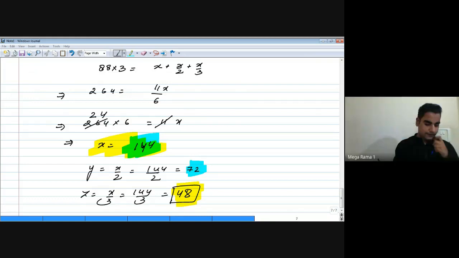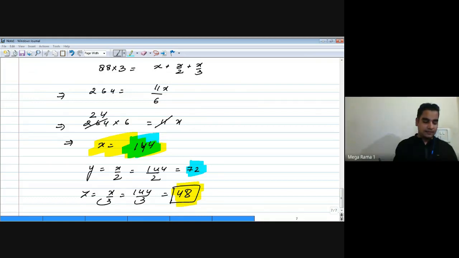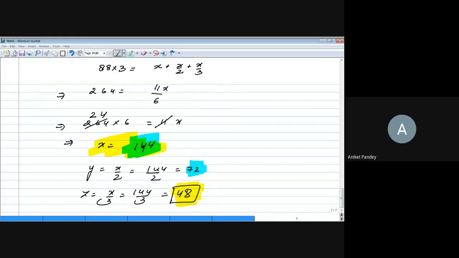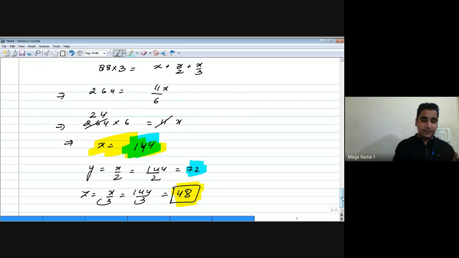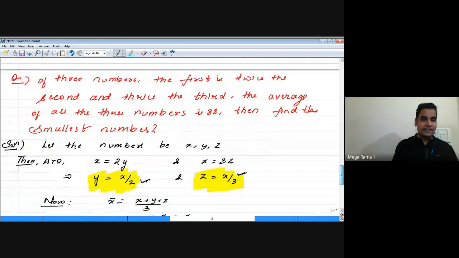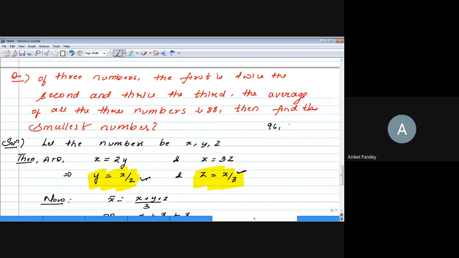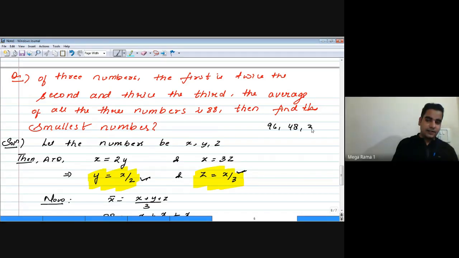Sir, but then I am getting the smallest number as 32. No, that means you must satisfy all the conditions. Tell me your numbers. 96, 48, 32. But tell me, is this 48 twice of 32? That's the second condition.